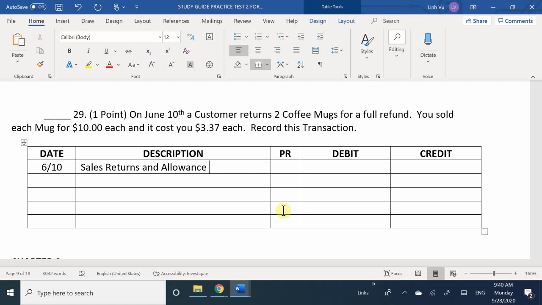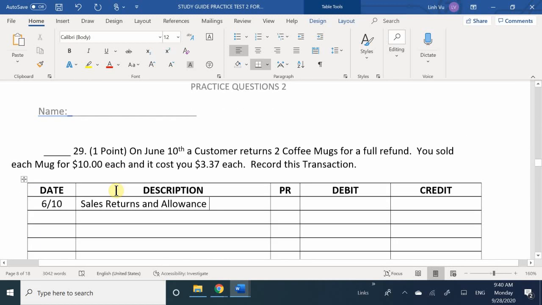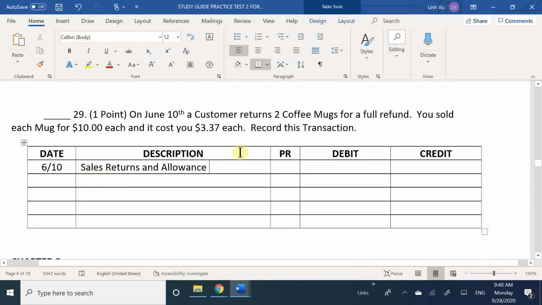Why is my sales returns and allowances going to be a debit account? Is it a contra account? It is a contra account. And what is it a contra account to? Sales. So in this case, sales, from above, we know that it's a credit. So now we're taking away from our sales, and we need to debit the account. We're going to debit the account for how much?